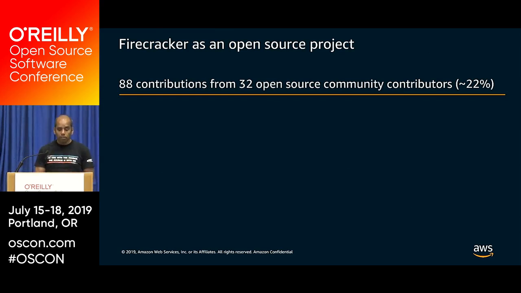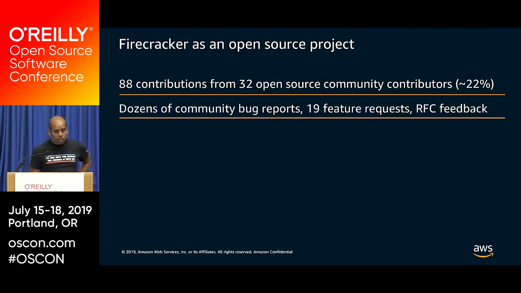As a matter of fact, there are over 88 contributions from 32 open source contributors, and about a quarter of the contributions are from external contributors. So Amazon is still one of the major contributors to it. I want to give a prop to Diana, who's sitting in the audience here. She's one of the Firecracker maintainers who has been working on the project from the very first day. If you have any questions, please feel free to talk to her. She'll be excited to answer all of those for you. There are dozens of bug reports, feature requests, and RFC feedback, and that's where I play in, because we have that customer empathy. I want to make sure this is truly run as an open source project.